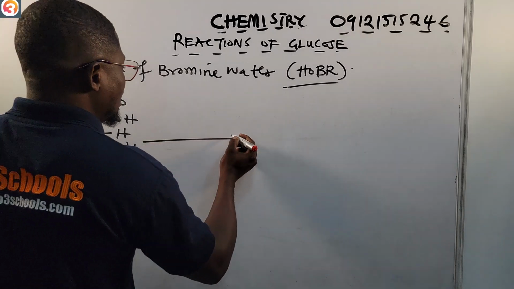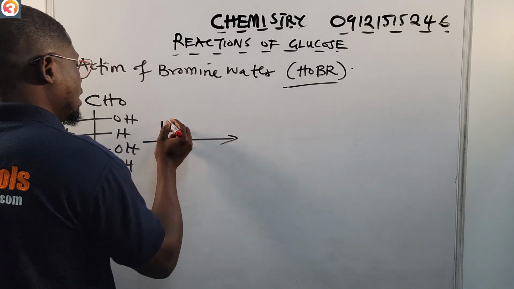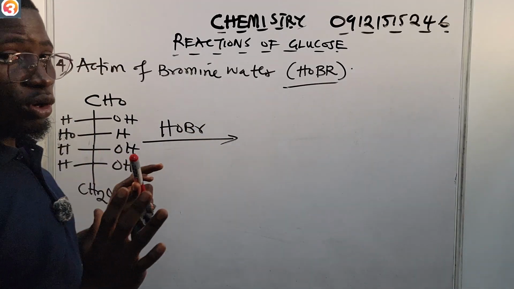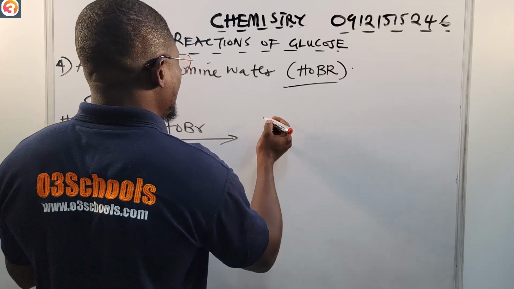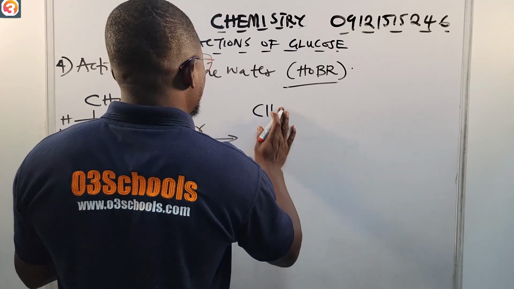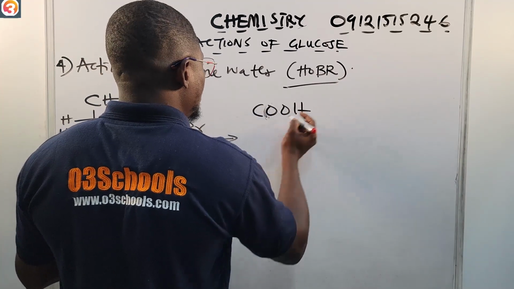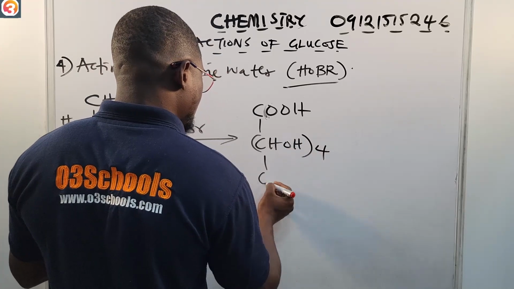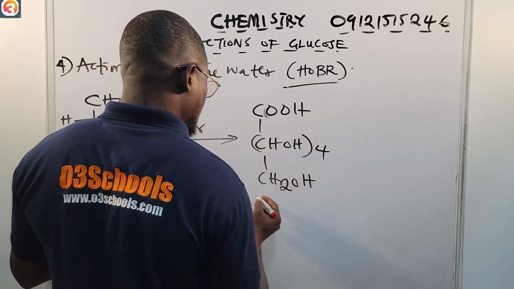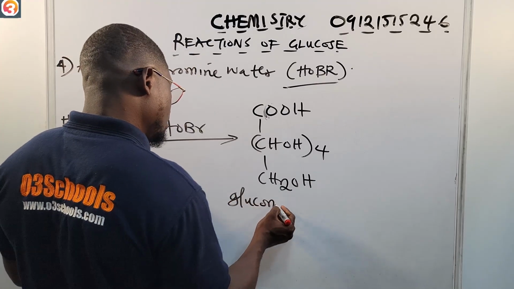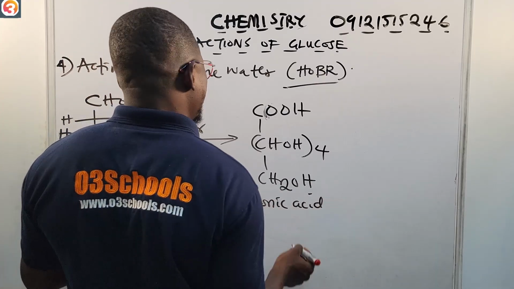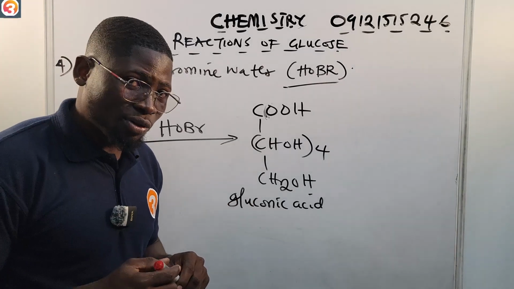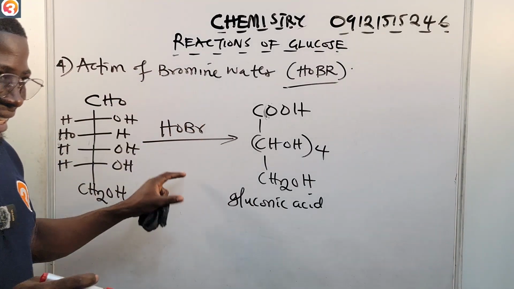HOH. Okay, so the action now of bromine water, HOBr, when it acts on this, what it gives to us is our gluconic acid. Our gluconic acid is COOH. Okay, CHOH into 4 places, then CH2OH. These are our gluconic acid.